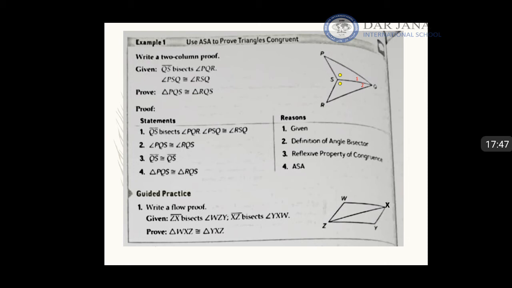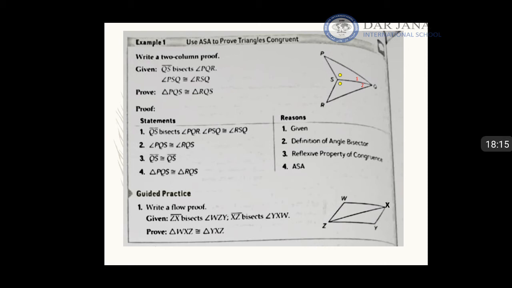Also in the given, we have PSQ, the one with a yellow dot. So PSQ is congruent to RSQ. What do we have to prove here? We have to prove that the triangle PQS is congruent to the triangle RQS. Let's start first writing the first statement. So we have QS bisects PQR and PSQ congruent to RSQ.